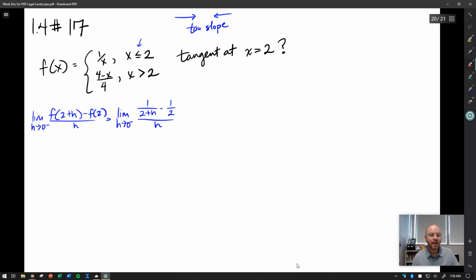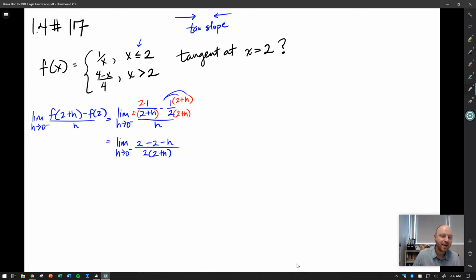Let's simplify by combining the two fractions in the numerator and finding their difference. We need a common denominator. It's going to be the product of the two denominators, 2 times 2 plus h. So this 2 plus h needs multiplied by a 2. We'll do the same to the numerator. This 2 needs multiplied by a 2 plus h, so we will multiply the top numerator by a 2 plus h as well. And then let's begin to simplify. So this is a limit as h goes to 0 from the left of a 2, and then minus a 1 times 2, so minus 2, and then minus a 1 times h, so minus h, and then that's all over the common denominator of 2 times 2 plus h.